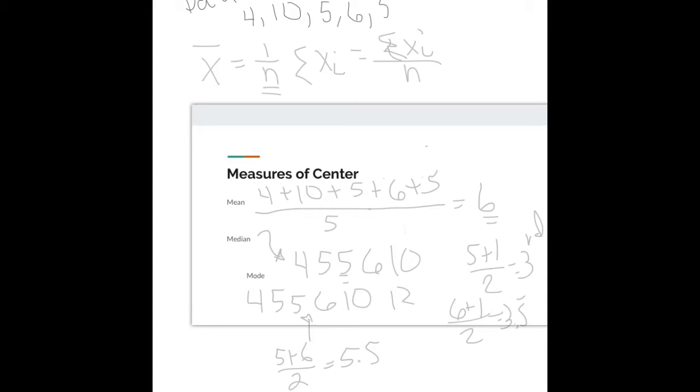My mode: which number occurs most often? Well, if I look at my data set, 5 occurs the most often, so therefore my mode is 5. If I had another 6, it would be 5 and 6. As soon as I go to 3, I'd say no mode.